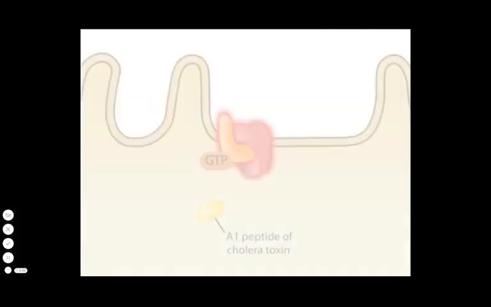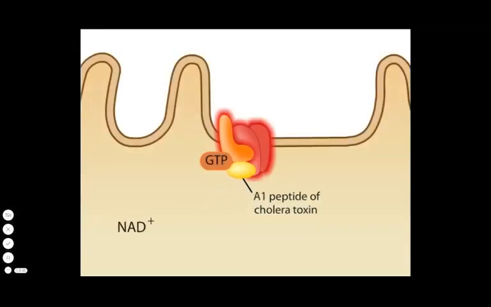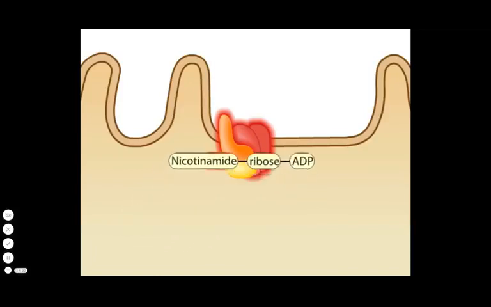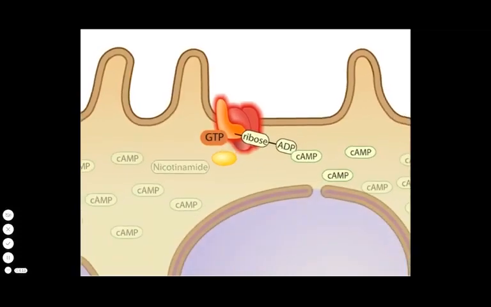The A1 peptide of cholera toxin is an enzyme that uses a molecule of NAD+, which is made up of a nicotinamide group, a ribose sugar, and an ADP molecule, and adds the ADP ribose to the G protein alpha subunit. This is an ADP ribosylation reaction, and it prevents the G protein from cleaving GTP into GDP and inorganic phosphate. Adenylate cyclase remains activated for a long period, increasing the levels of cyclic AMP tremendously.